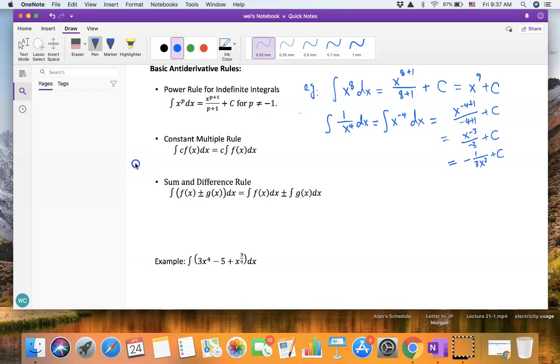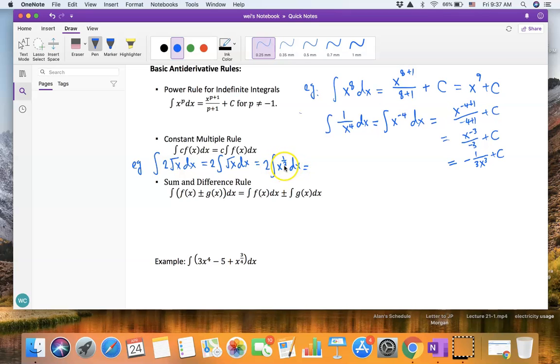Like the integral of 2 times the square root of x dx. This equals this constant 2 times the integral of the square root of x dx. Okay. Now to find the antiderivative of the square root of x, we can use the power rule. But before we use the power rule, we have to rewrite the function into the standard form. The square root of x is x to the power of 1/2, right?